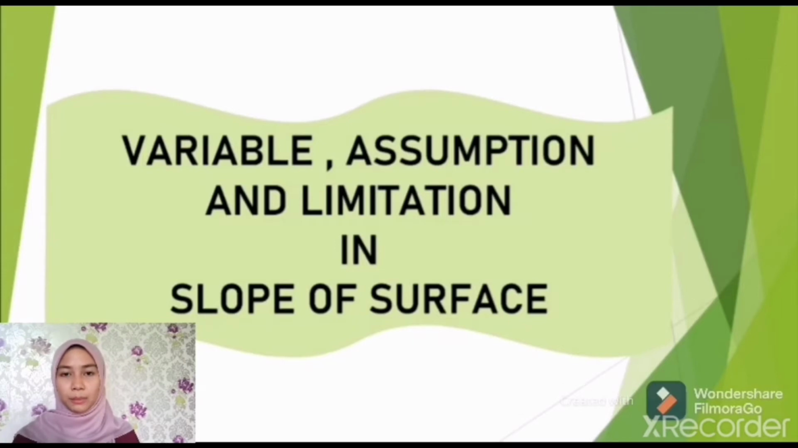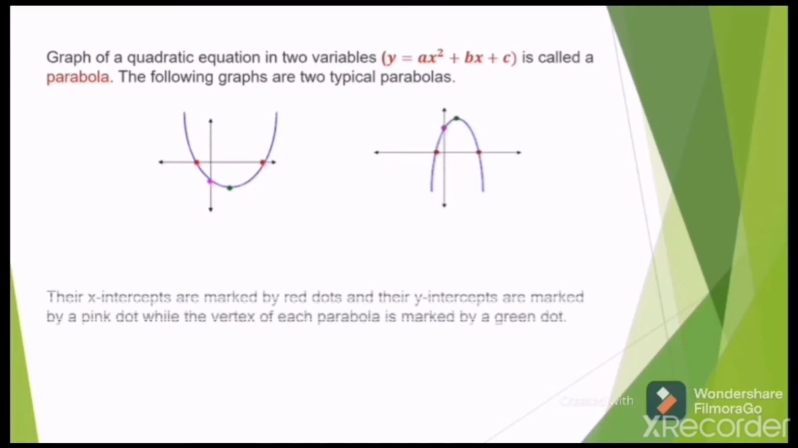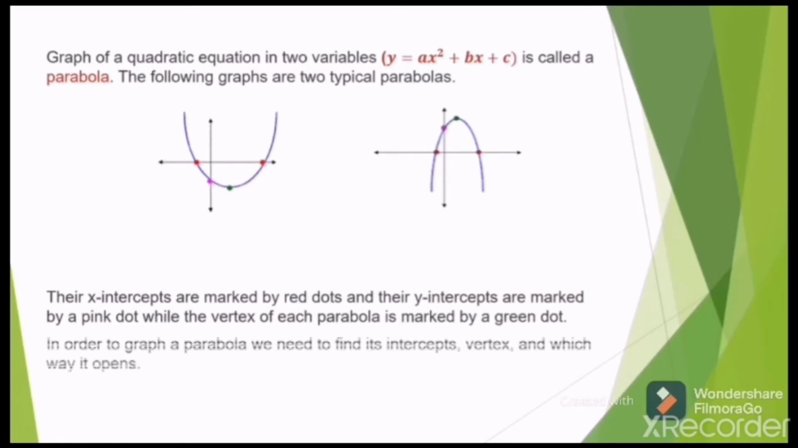Okay, so I will talk about limitations in slope of surface, variables and some assumptions in this topic. Our problem statement states that the graph of a quadratic equation in two variables, y equals ax power of 2 plus bx plus c, is called a parabola. The following graphs are two typical parabolas.